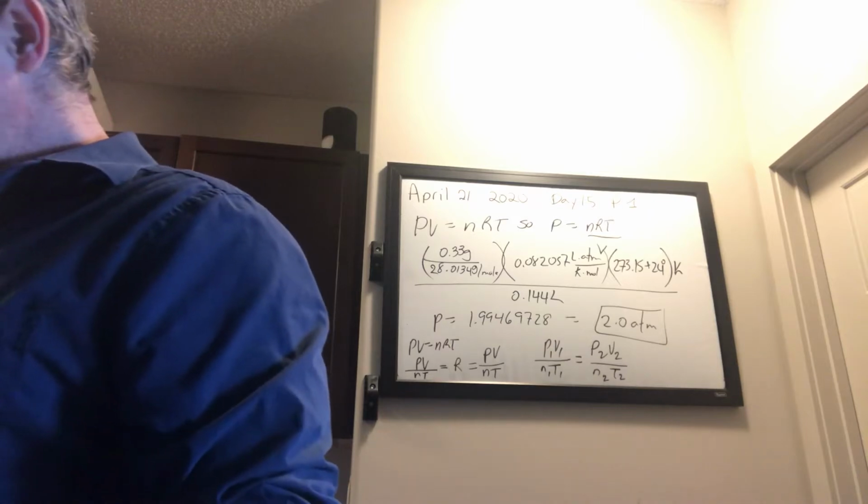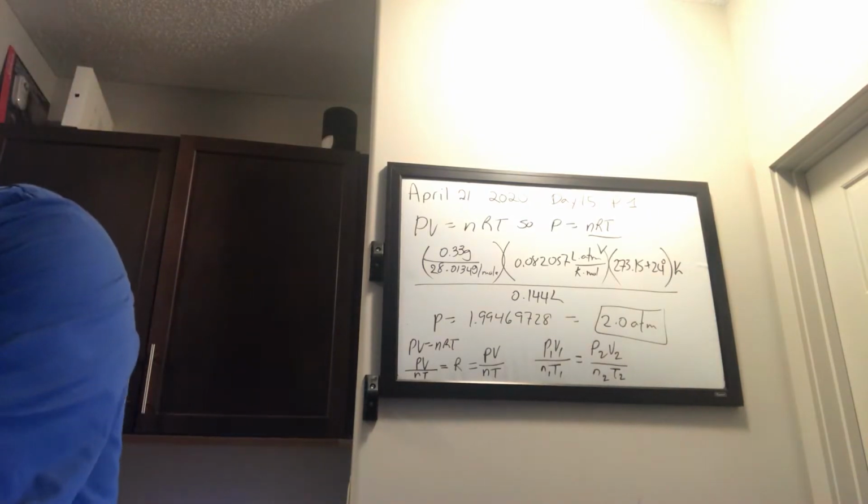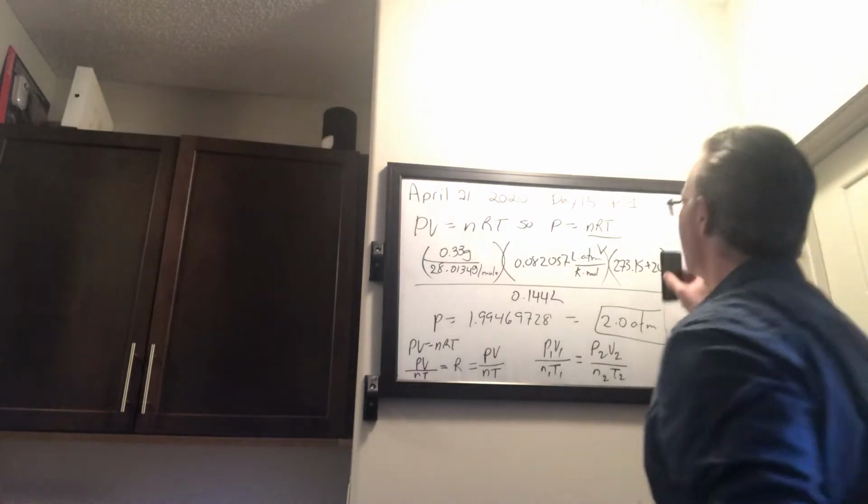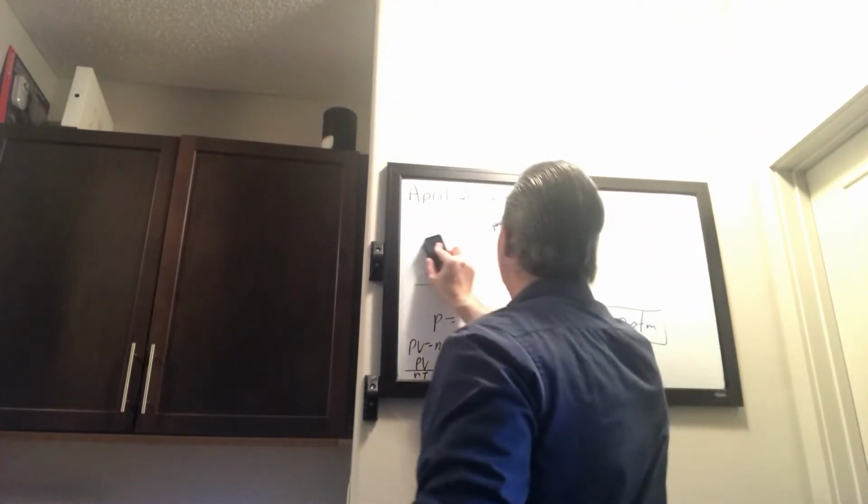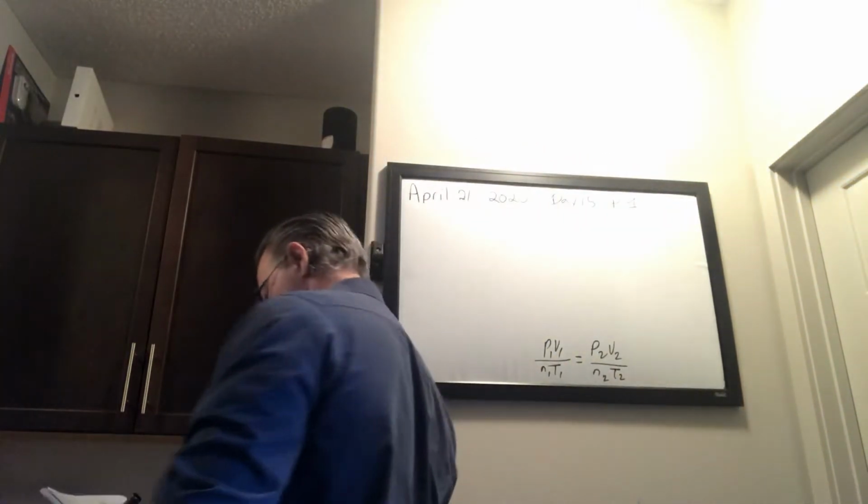So 412, it says, a large natural gas storage tank is arranged so that the pressure is maintained at 2.2 atmospheres. On a cold day in December, when the temperature is minus 15 Celsius, the volume of the gas in the tank is 28,500 feet cubed. What is the volume of the same quantity of gas on a warm July day when the temperature is 31 degrees Celsius? So we're going to use the ideal combined gas law. P1V1 over n1T1 is equal to P2V2 over n2T2. Kind of rolls off the tongue. We'll just leave that there for now.